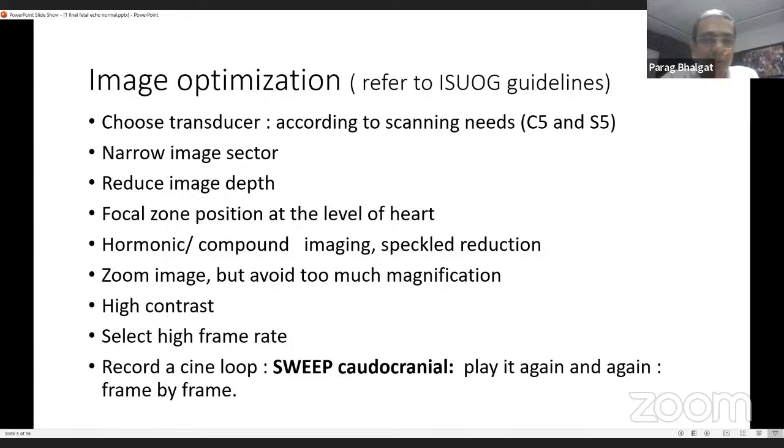Now coming to image optimization, there are ISUOG guidelines which we will more or less follow. We have to choose the transducer. I generally prefer C5 or S5 on my Philips machine. Narrow the image sector, reduce the image depth. The focal zone of the image should be at the level of the heart. Use harmonics, compound imaging, speckle reduction, zoom the images but avoid too much magnification, high contrast, and select a high frame rate.